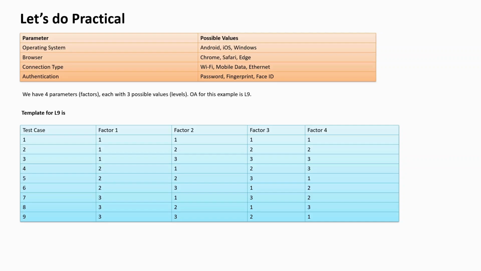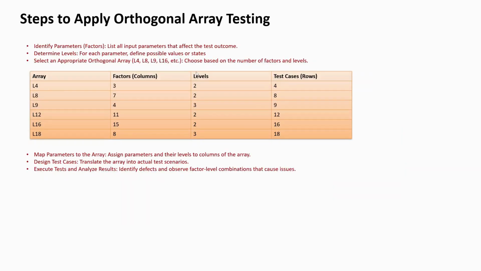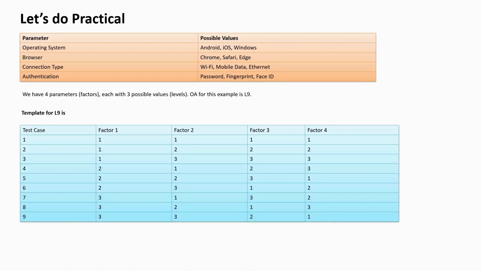Now let us try to apply the orthogonal array technique to our mobile banking application. Our banking application has 4 parameters and each of them has 3 levels, or 3 possible values. For these factors and levels, the recommended array for us is an L9. This is the L9 template. With the L9 template, you can derive the 9 test cases.